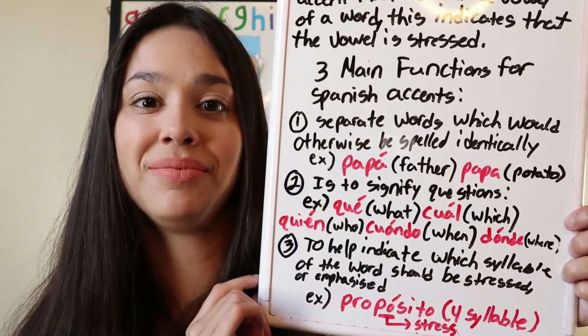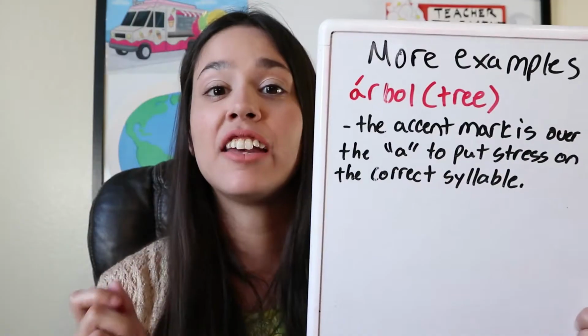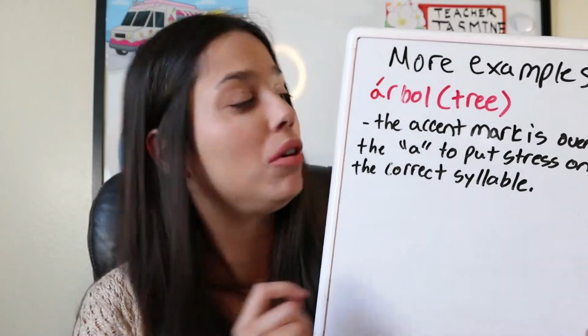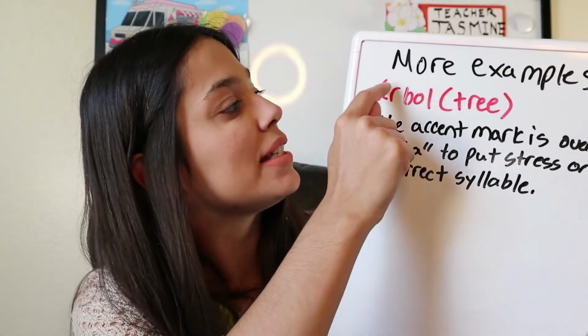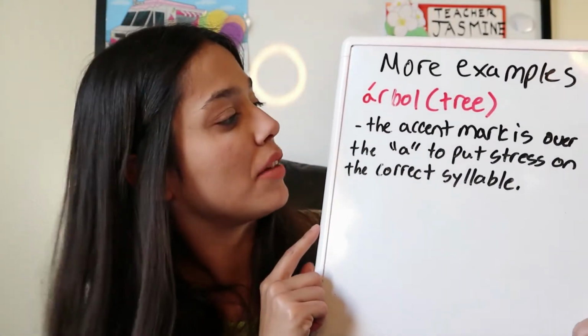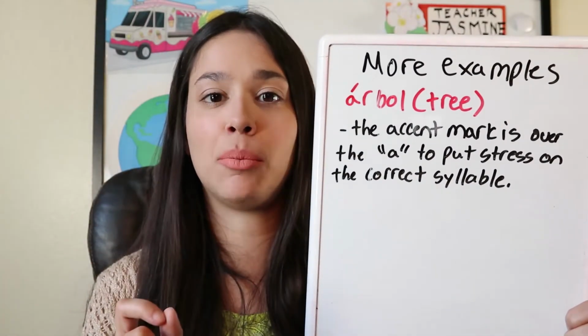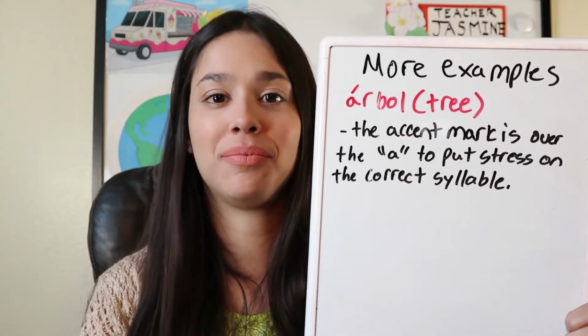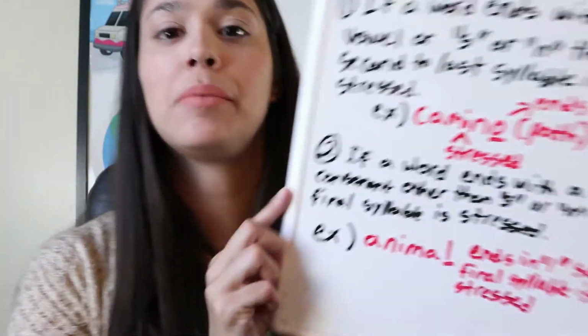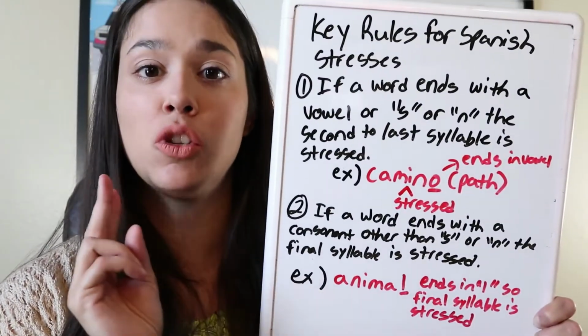Propósito. Great job. Another example is the word árbol, tree. We see the accent mark over the A. So the accent mark over the A puts the emphasis on that syllable, árbol. Good job. Now let's review some key rules for the Spanish stresses. So I'm going to go over 2 rules to remember.